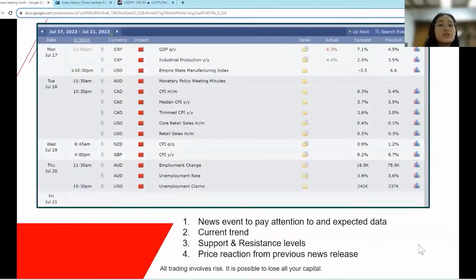Okay. So this is the news events for this week, between July 17th to July 21st, and this is solely looking at the high impact events. Okay, so just a reminder, we want to look at news events to pay attention to and expected data. Number 2, we look at the current trend. Number 3, support and resistance levels. And number 4, price reaction from the previous news releases.